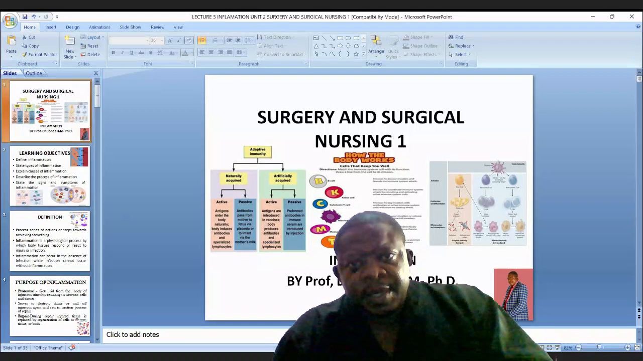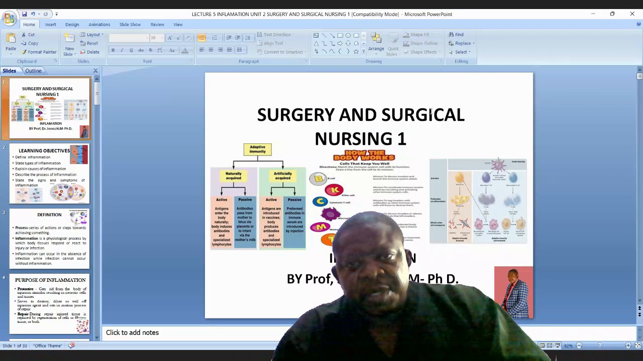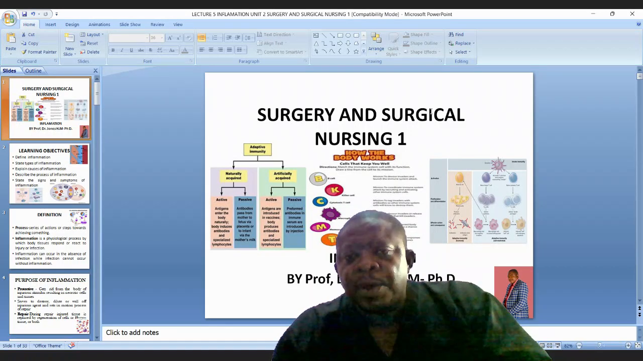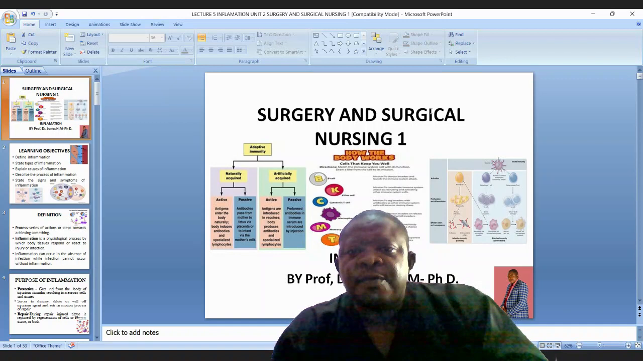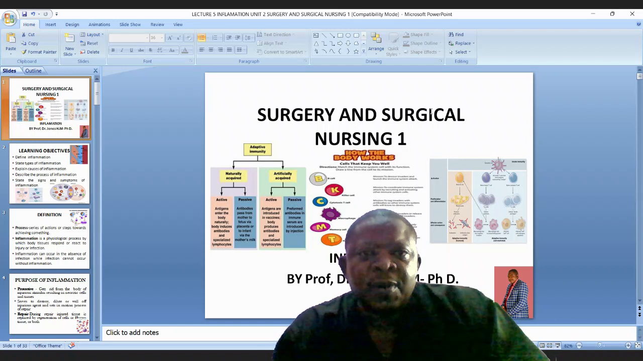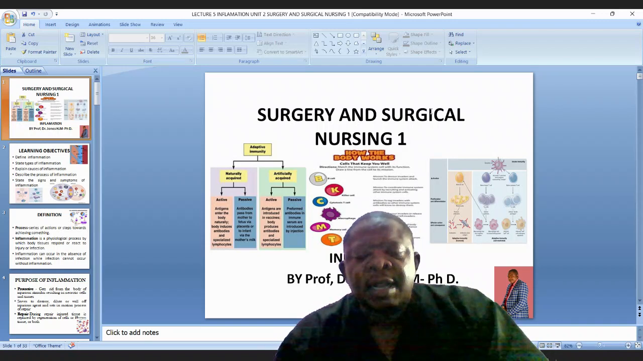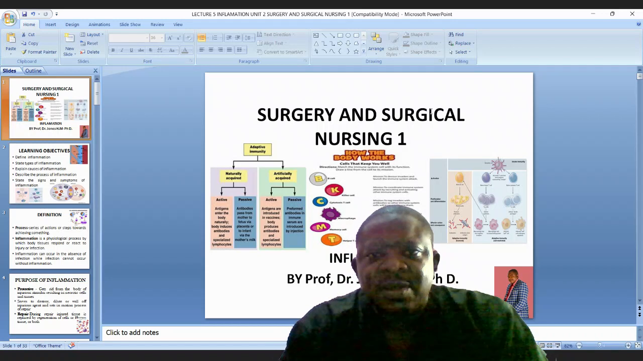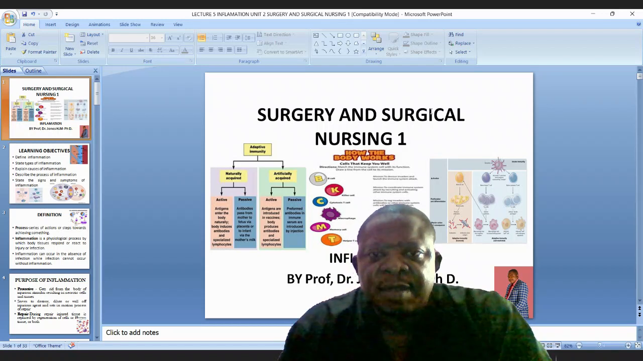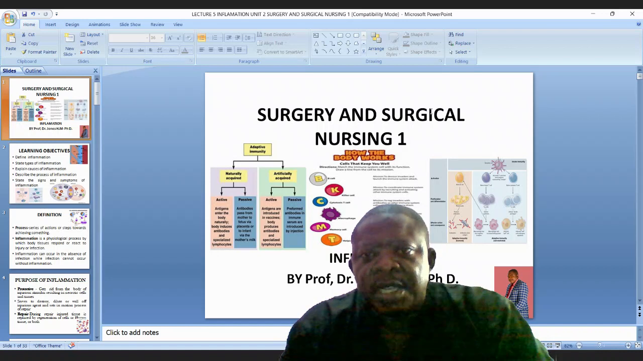Okay, so this is in the series in which we are looking at different surgery topics. Okay, so now we are looking at inflammation. Inflammation forms the basis of a lot of conditions that one may suffer from. So it is important that we know the processes that are involved within inflammation, the cells that are involved within inflammation, and all other mechanisms in which inflammation will occur.